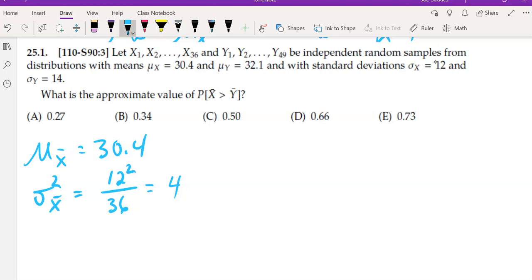Or 36 is 12 times 3, so the 12s cancel, you get 12 over 3, which is 4. Whatever way you want, okay? Yeah, I will. I'll do it however I want, Michael. Don't you forget it.